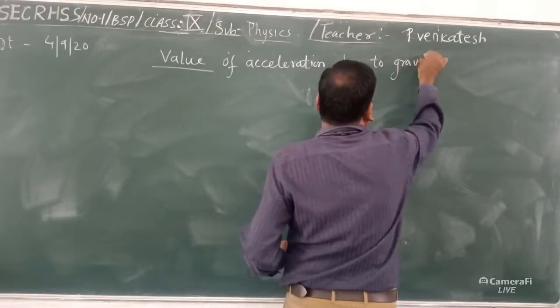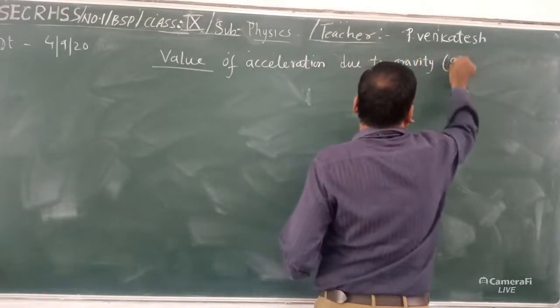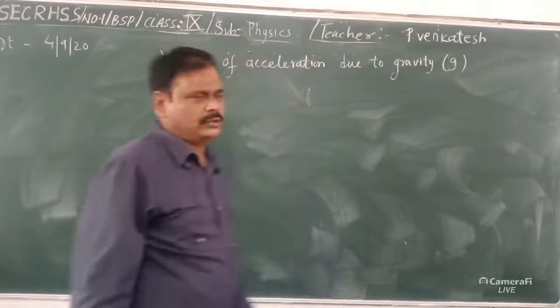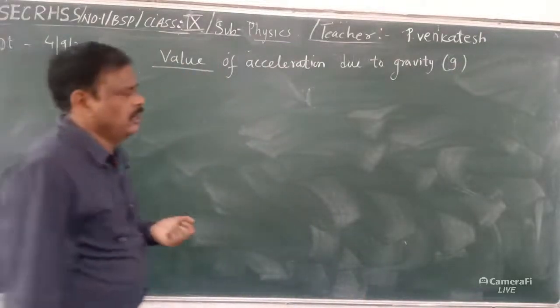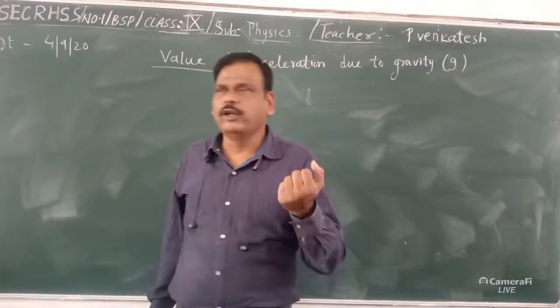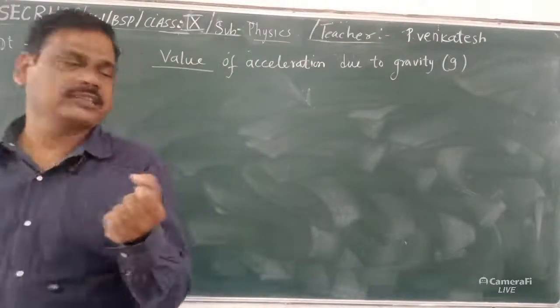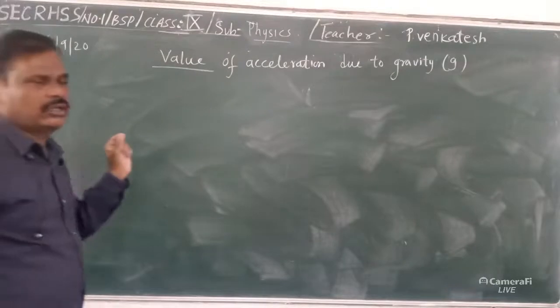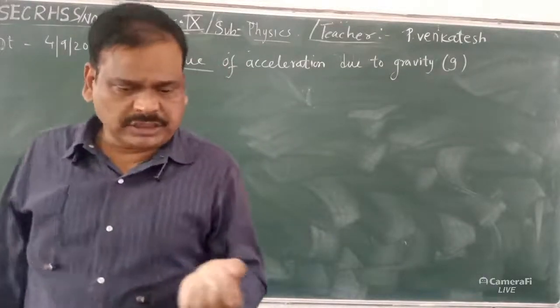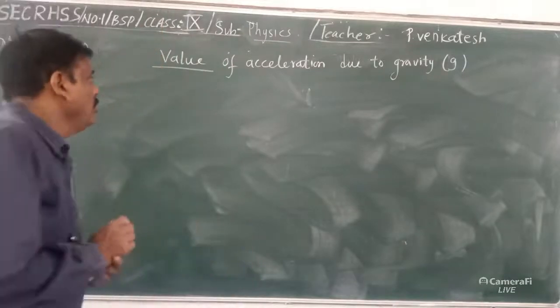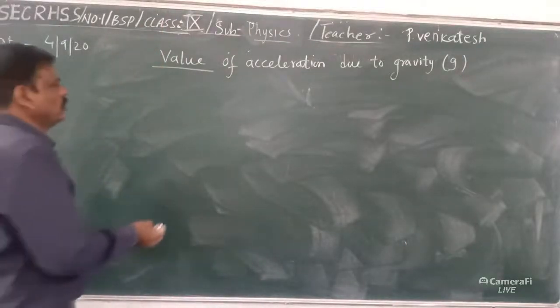Acceleration due to gravity. This is denoted by small g. And it is always nice in the examination also, when you are doing any numerical, if the value of g is not given, it is understood that it is 9.8 meter per second square. Now see here, value of acceleration due to gravity.